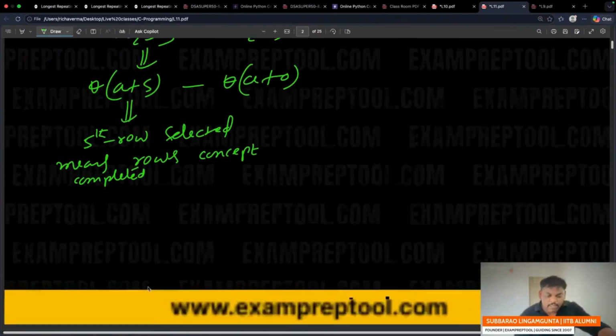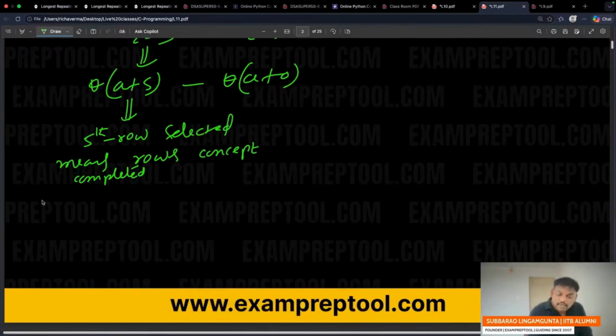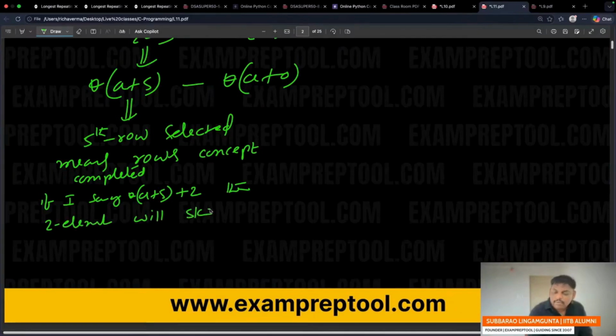That means if I say now A plus 5 star plus 2, then 2 elements will skip. That means I want to say to you that you are at the element level, because plus 1 means elements are skipping. Element level. You are at the element level.